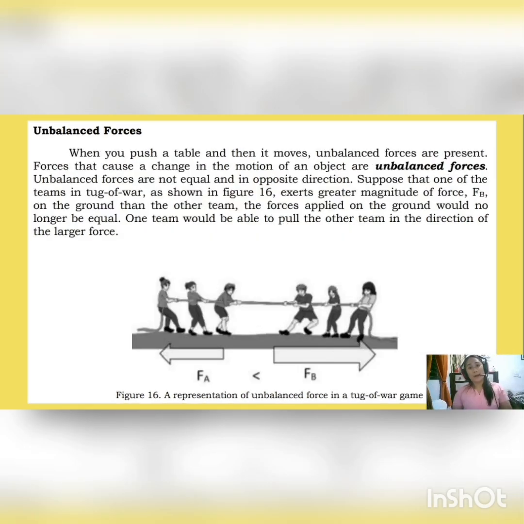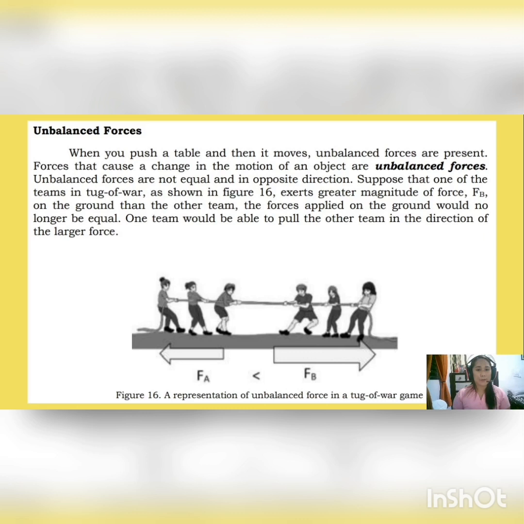So, what about unbalanced force? When you push a table and it moves, so gumalaw siya, unbalanced forces are present. So, automatically, dun magkakaroon na tayo ng idea. So, when we say unbalanced forces, the object is moving. When we say balanced forces, the object is not moving. Forces that cause a change in the motion of an object are called unbalanced forces. Unbalanced forces are not equal. So, hindi magkaparehas yung forces na in-apply nila.